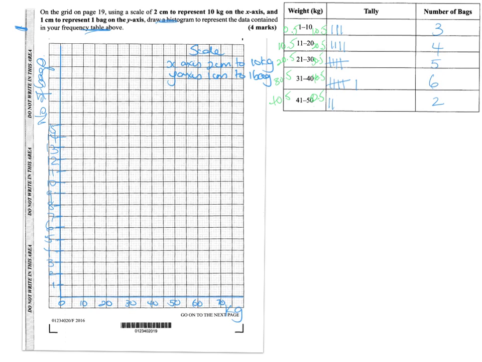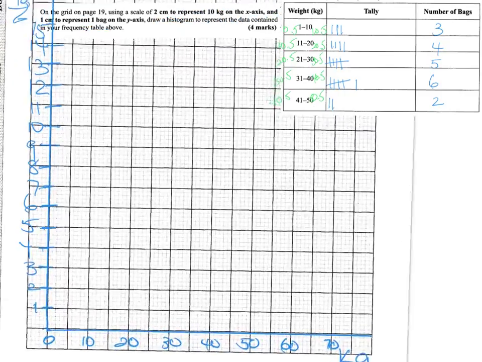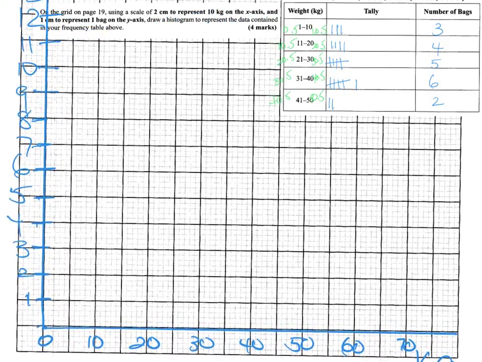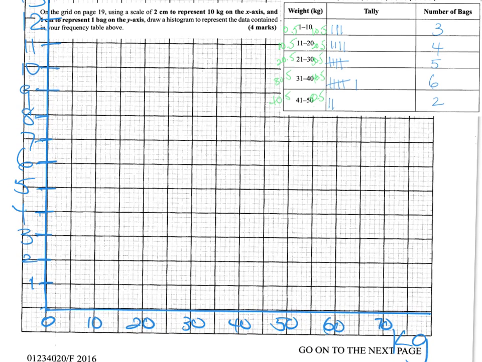We're going to look for 0.5, and we know every little dot is 0.5, and 10.5, and we're going to draw that up to 3. Right, so then we're going to look for 10.5 and 20.5, and we're going to draw that up to 4. Then we're going to take the 20.5 and 30.5, and we're going to draw that up to 5.